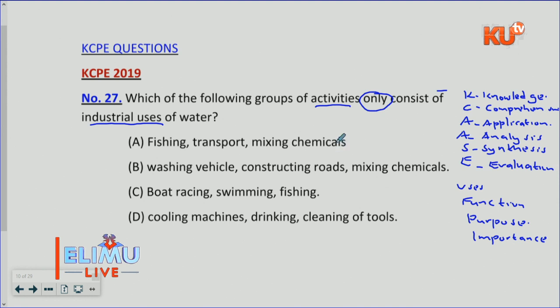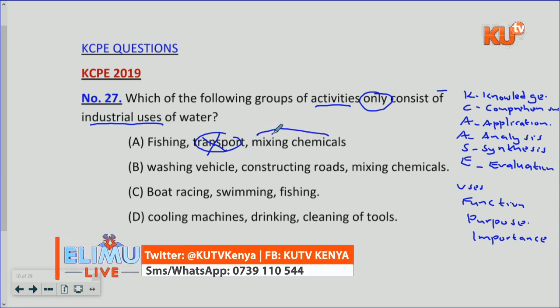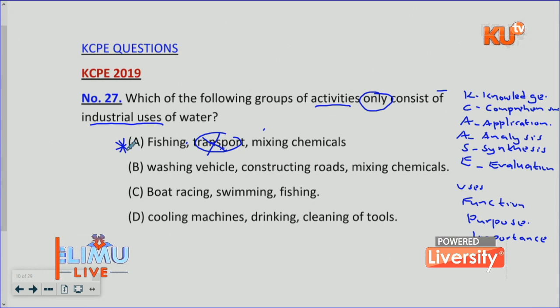I can begin with the letter A, choice A. Transport is one of the uses of water. Where? For transportation. And mixing chemicals again, we learned it is a use of water in industry and farm. But this one you can leave because it's both for farm and industry. But the main distractor here is transport. Fishing, we said sport fishing is recreational. But because of this transport, the main one, I eliminate choice A. I know this one cannot be the answer.